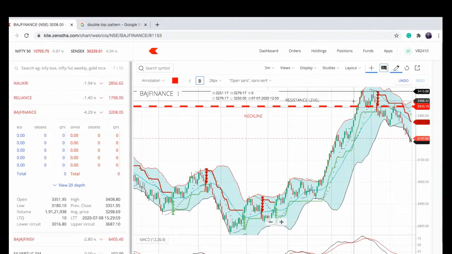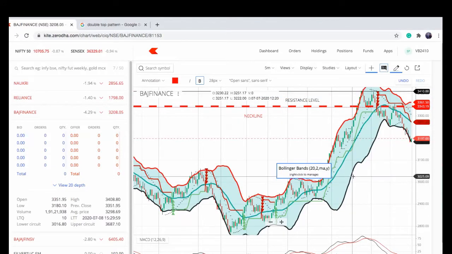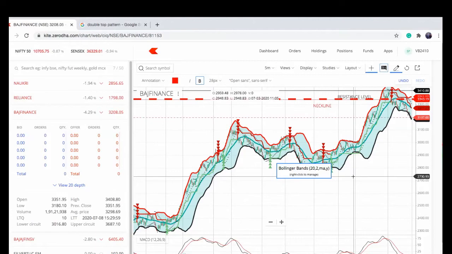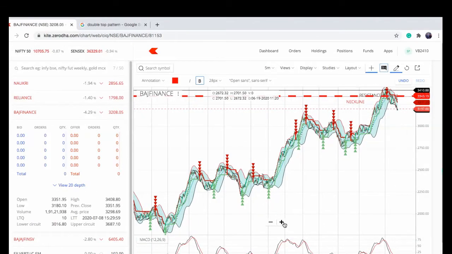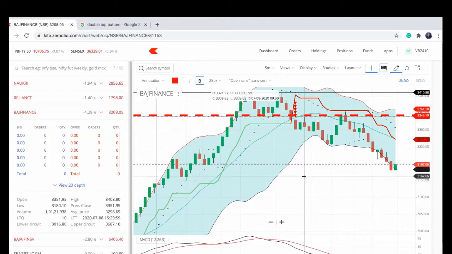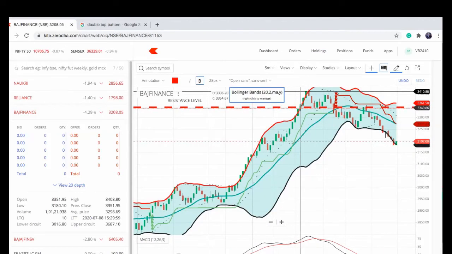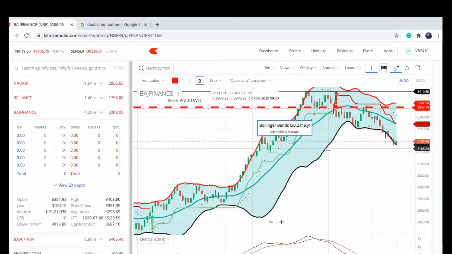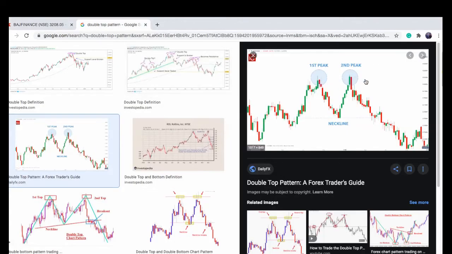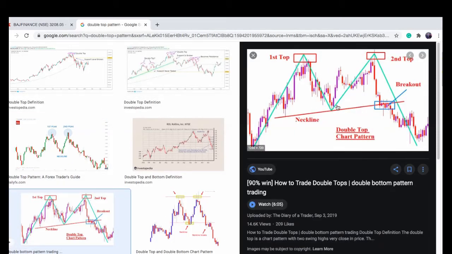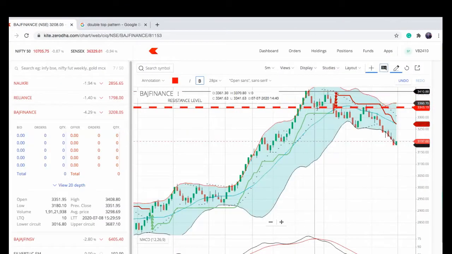So this was the chart of Bajaj Finance today. Okay, and then let me zoom in. Okay, so this was the double top pattern, almost coinciding with the rest of the images you can see. The first top, neckline, second top, this is where the breakout of the bearish market would start, that is a downtrend. Okay, now this is the double top pattern.